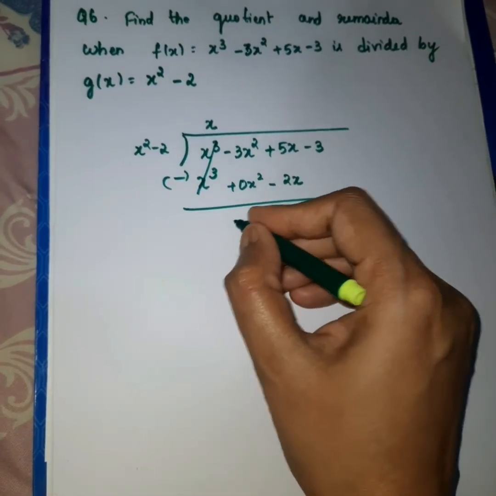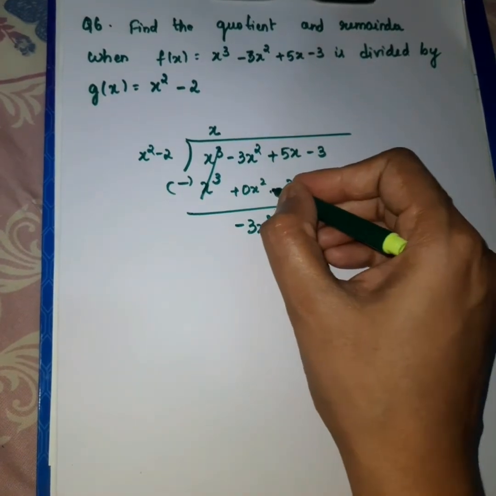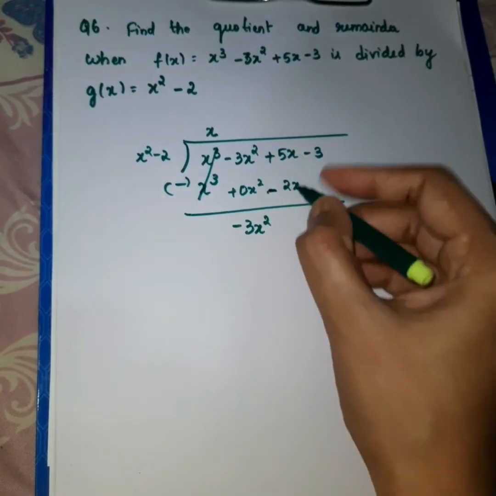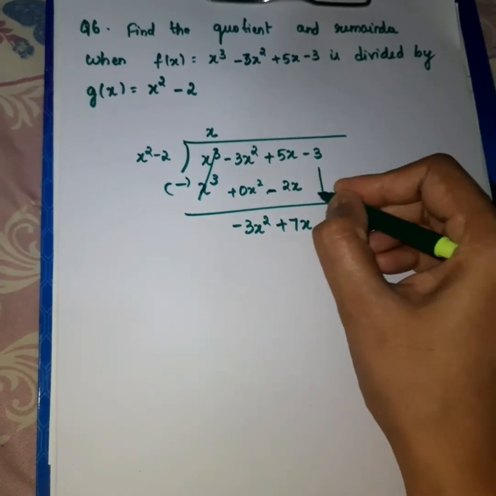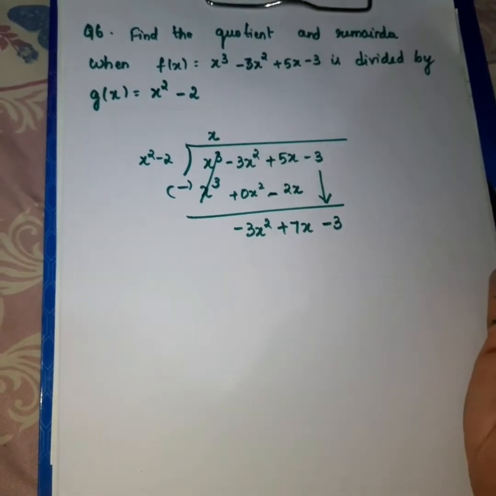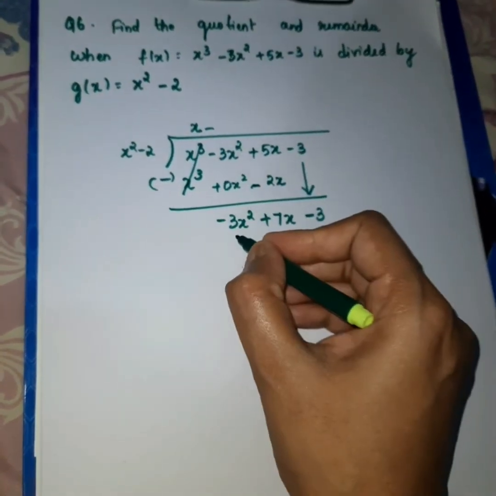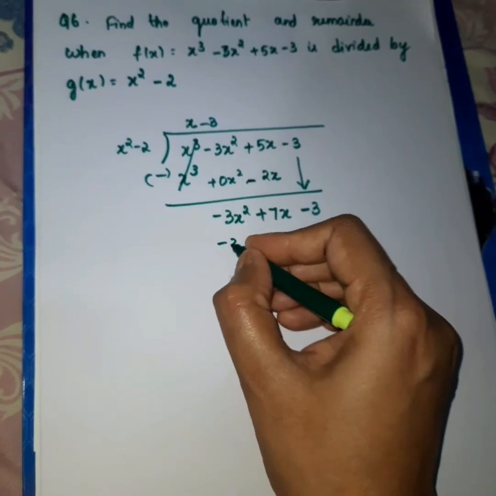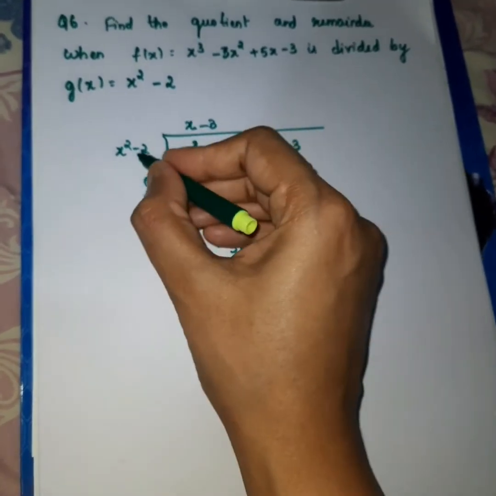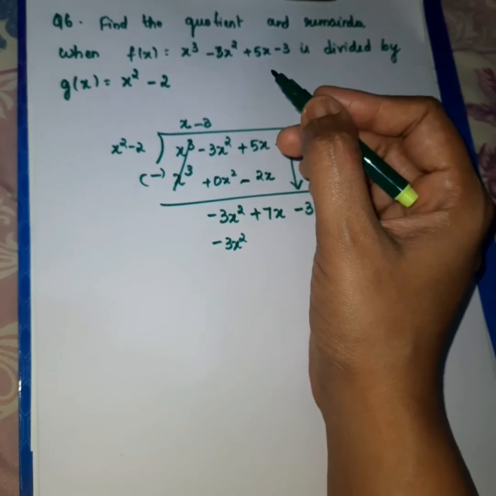Minus 3x square. Minus 2x becomes plus, minus into minus. So 5 plus 2 is 7x, minus 3. Now if you just multiply by minus 3, this term is going to be minus 3x square. Minus 2 into minus 3 is plus 6. This is a constant term.